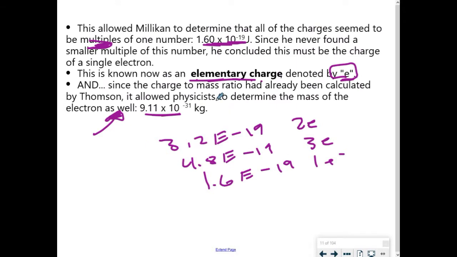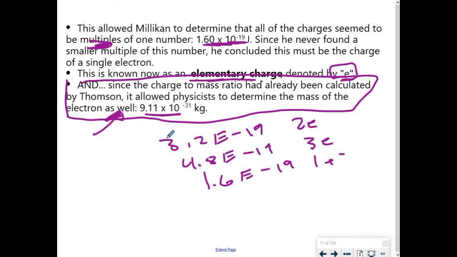And like I'm finishing off with right here, now scientists knew that the electron had a mass of 9.11 times 10 to the minus 31. Definitive proof that subatomic particles exist. Any questions so far?